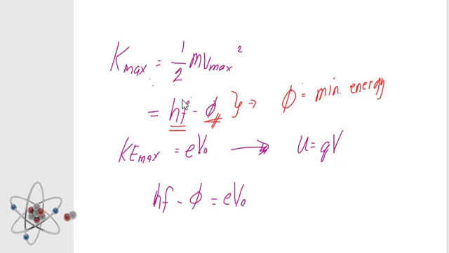So here again, this is the energy of the quanta or of the photon, and this one is the work function, or the minimum energy that it has to have so that the electron will be released.